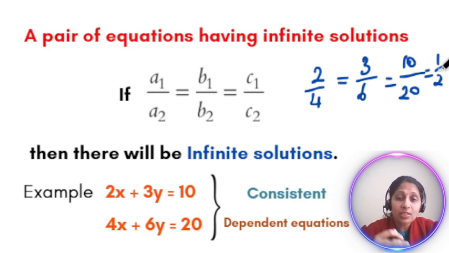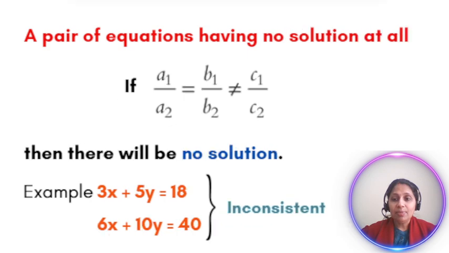So all the coefficients, the ratio of the coefficients and the constant term are equal. So this means it has infinitely many solutions. So this is also consistent, but both the equations are dependent. Clear? Now coming to the third type, which is pair of equations having no solution at all.